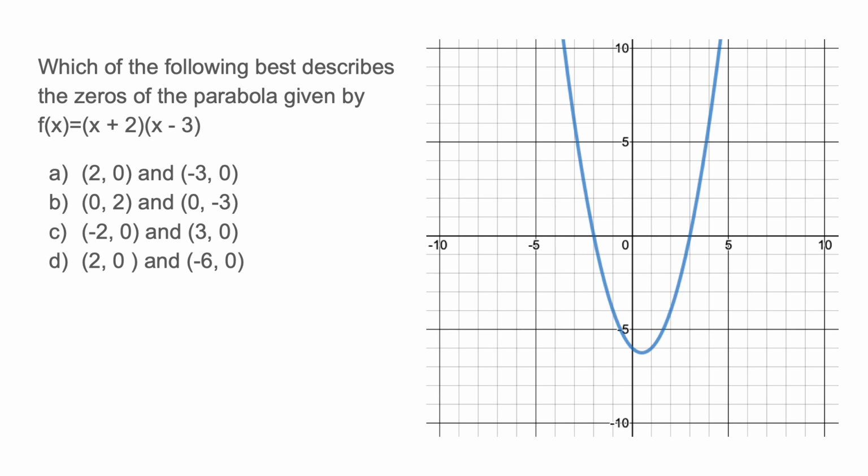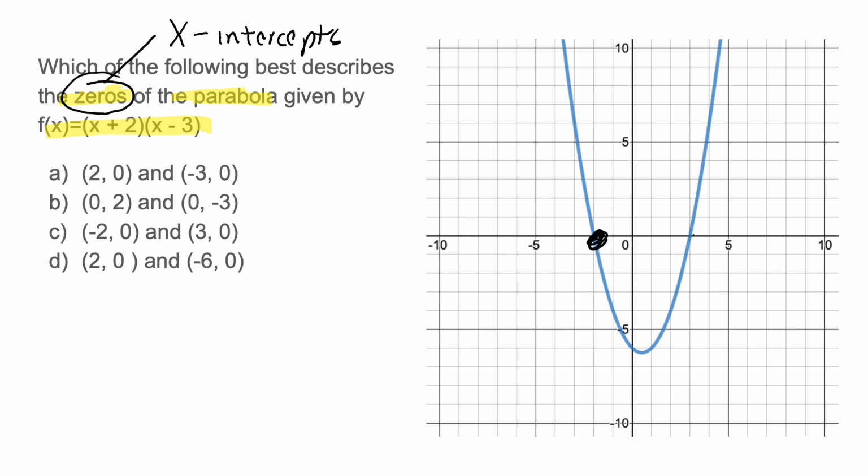Alright, next problem. Get my highlighter. Which of the following best describes the zeros of the parabola given by this function right here? Okay, so remember, you gotta remember your vocabulary. When you see the word zeros, that means x-intercepts of the parabola. So from here, just look for the x-intercepts.